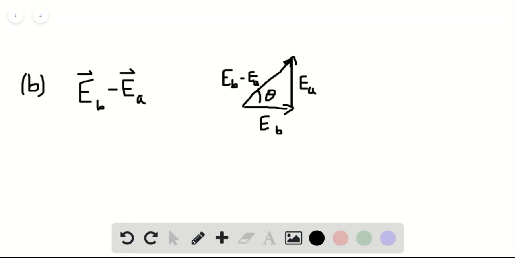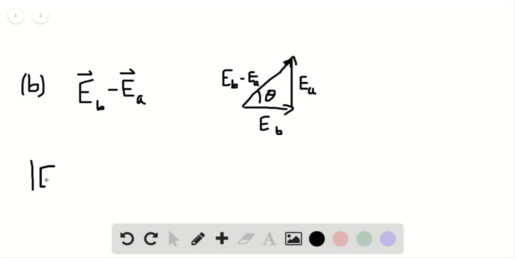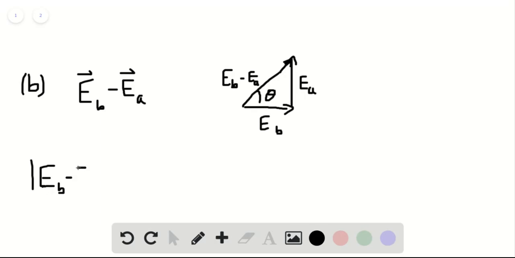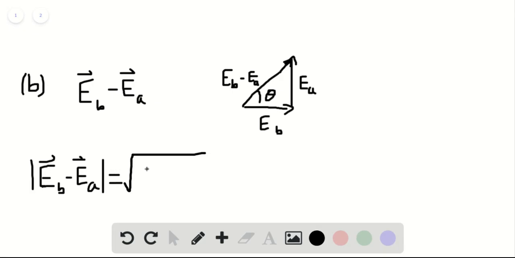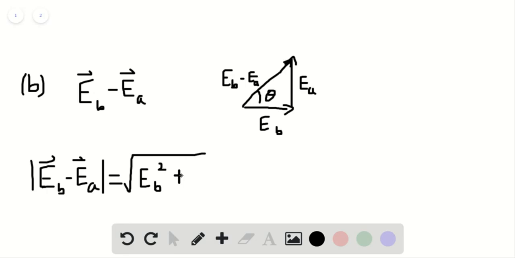Okay, so then the magnitude, using Pythagorean theorem, of E sub B minus E sub A is going to be equal to the square root of E sub B squared plus E sub A squared, because those are the two sides that make it up.